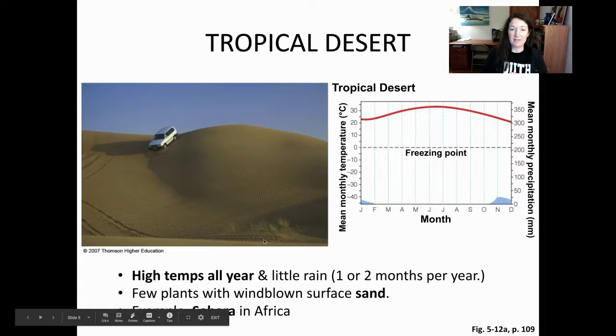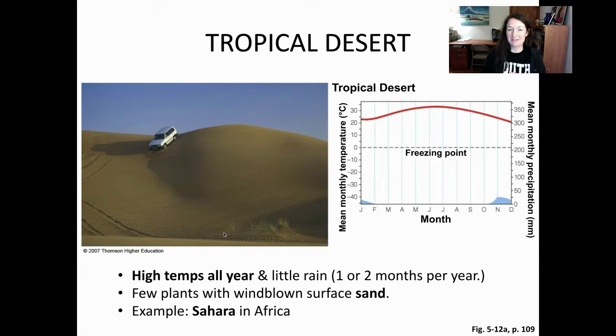And then you don't have very many plants at all, as you can see in this picture here. Barely some grasses hanging on. And then this is what you would typically see in like the Sahara Desert in Africa, these big sand dunes that move around and change throughout the year.